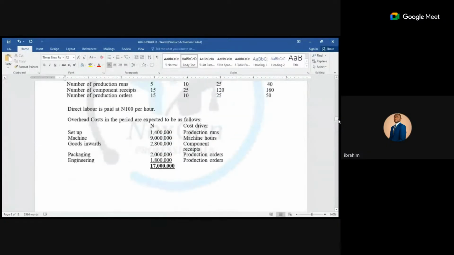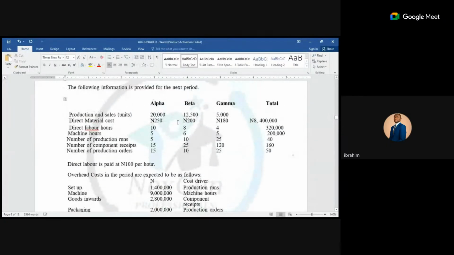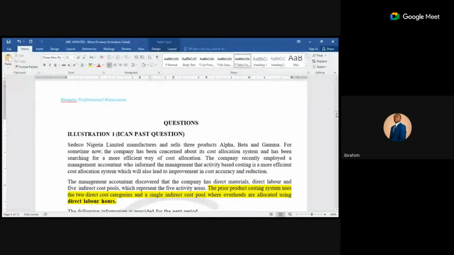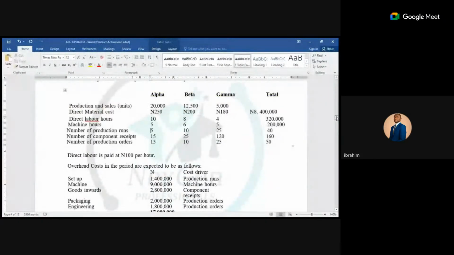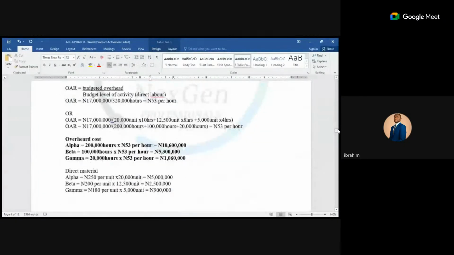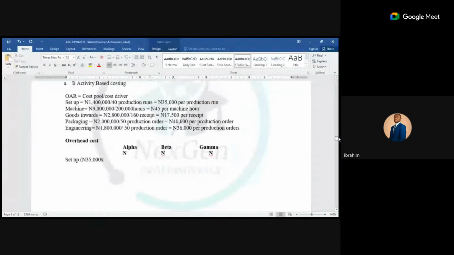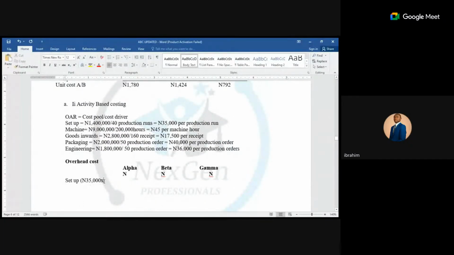Class, how many production runs do we have for alpha? 5. Meaning that the number of times they run the production is 5 times. And we'll pay them based on the number of production runs. That is the reason why activity-based costing came into existence. We pay them based on what your output is, not based on the total consumption.